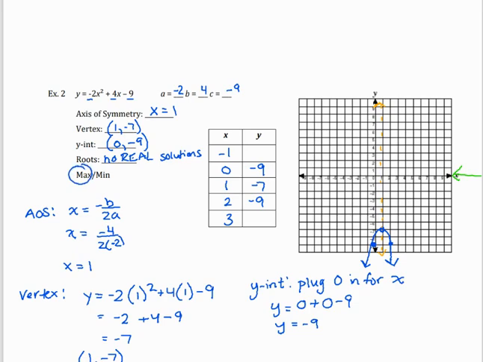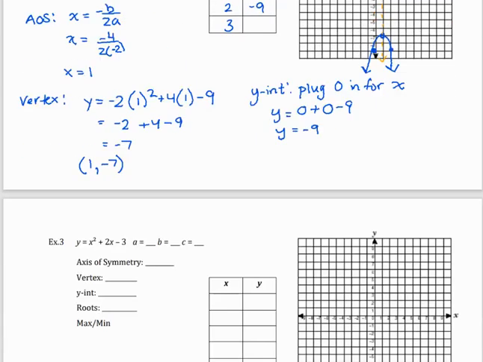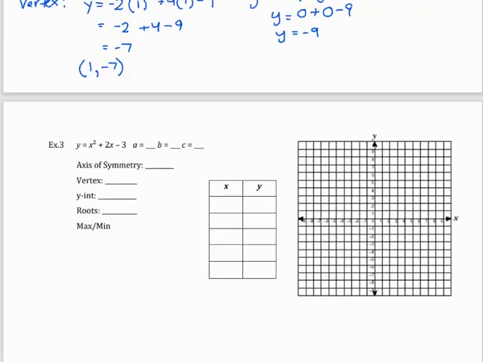Okay, so what I'd like you to try to do is practice graphing example 1 and example 3, picking out those A, B, C values, finding axis of symmetry and vertex, and filling the chart in.